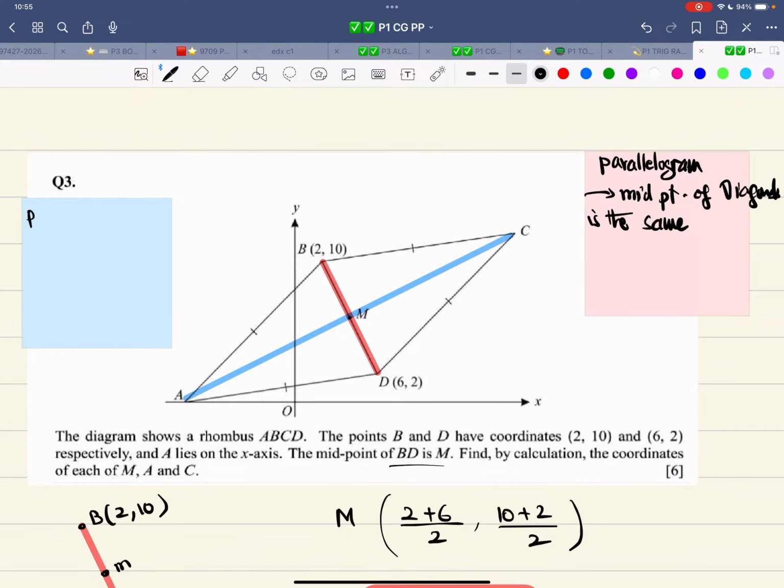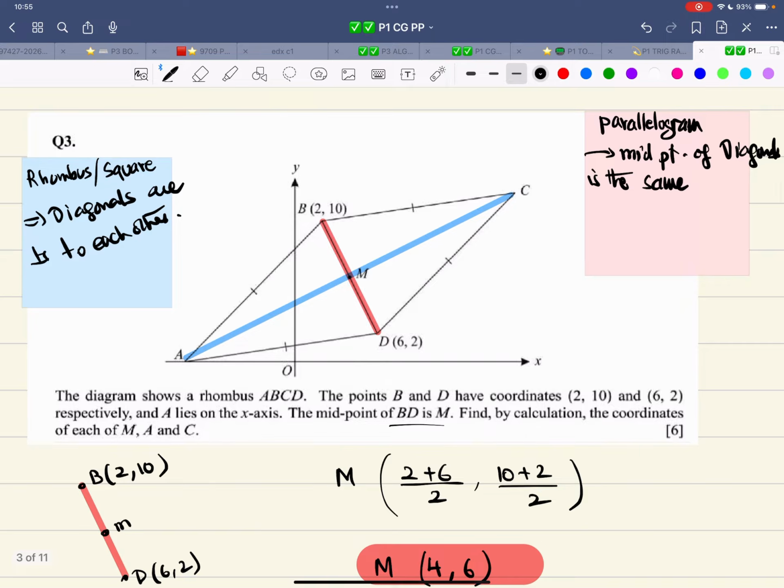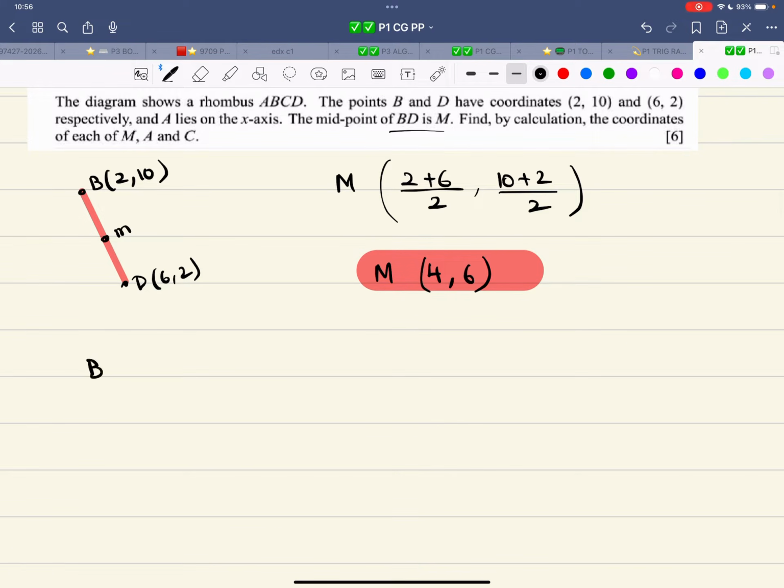That means in a rhombus and also a square, the diagonals are perpendicular. That's the symbol that I use, perpendicular to one another. Let me write each other. So the diagonals are perpendicular to each other. That means BD is perpendicular to AMC.